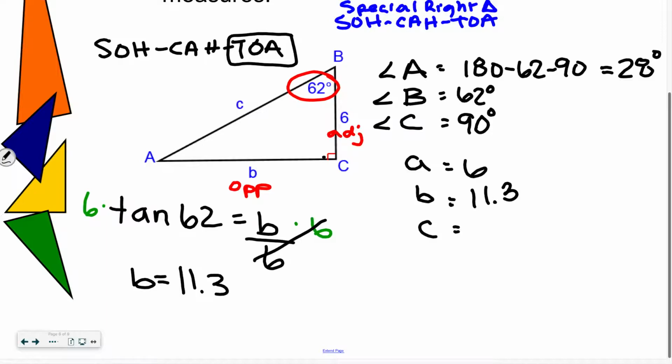Okay, now, how would a lot of us then solve for C? The Pythagorean theorem, which is totally fine and I'm okay with. However, just in terms of practicing trig, I'm going to do another trig ratio.